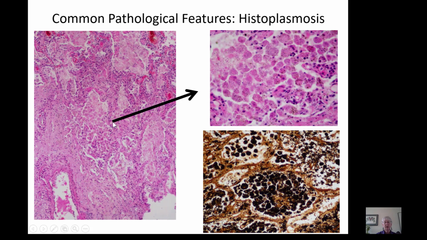In this case, there are large collections of rather foamy macrophages, which at a higher power have a funny granular appearance. And when you do a silver stain, you realize that the granular appearance is due to the presence of histoplasma absolutely stuffing these macrophages.